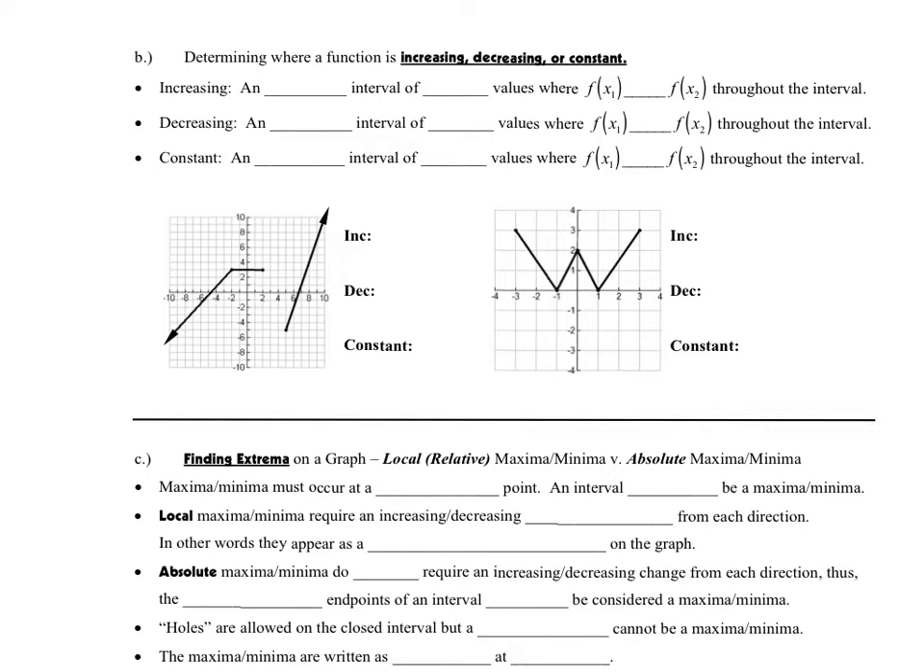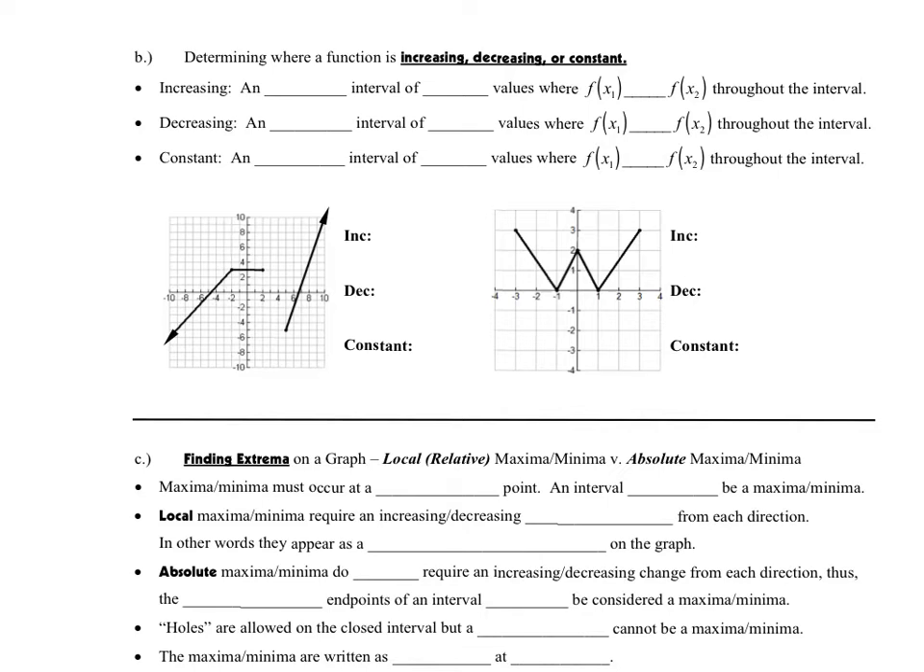In this video, we're going to look at two concepts. The first concept will be describing intervals of the function that are increasing, decreasing, or constant. And then the second idea we're going to look at is finding extrema, and we're going to talk about local maxes and mins and absolute maxes and mins and compare those. So let's start here at the top, where we're talking about our increasing, decreasing, constant.